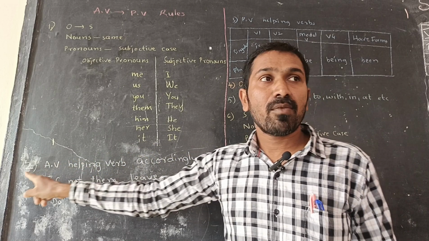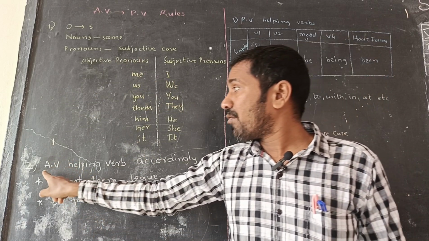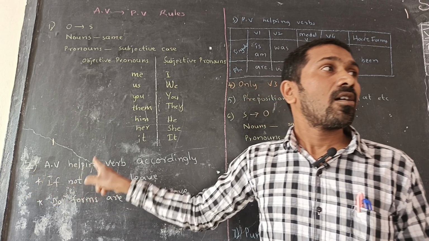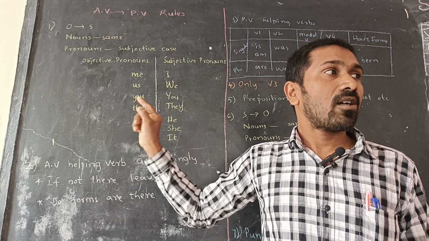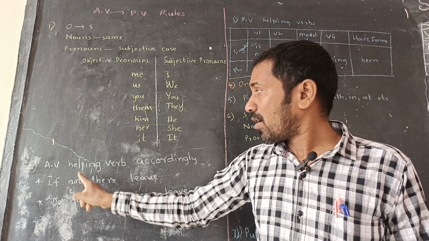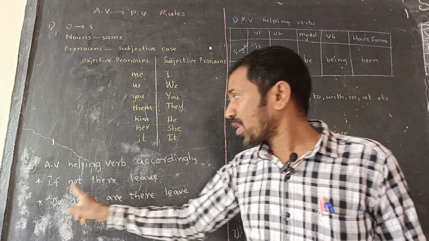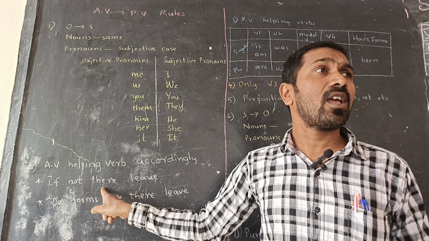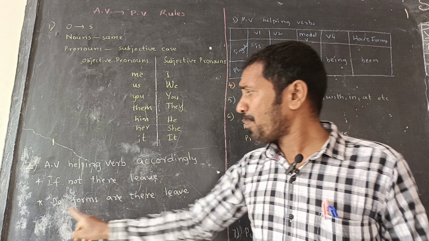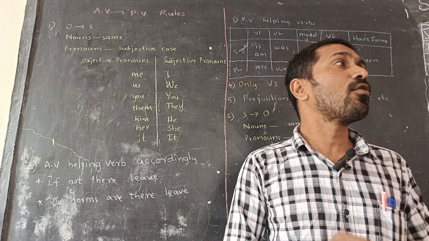Next, step number 2. If there are any helping verbs in the given sentence, you will have to write the same helping verbs according to the new subject. Okay, the active voice helping verbs according to the new subject. If there are no helping verbs, then you need not worry about them. You just forget about the rule. Next, if there are any do forms, you will have to forget the do forms.